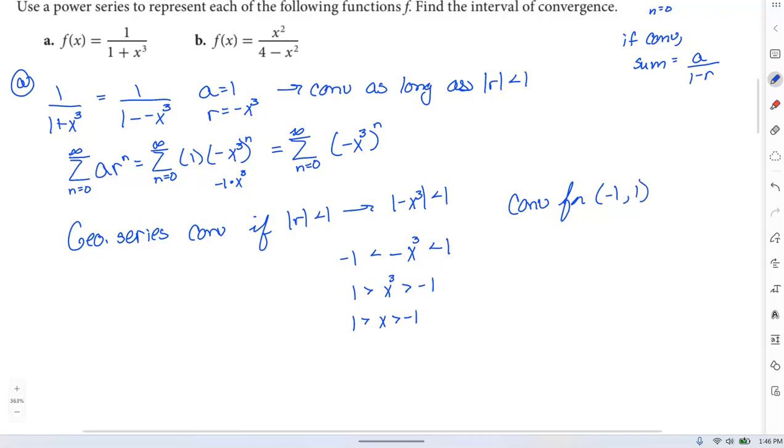And notice I'm using parentheses there. I cannot include the endpoints because I use the idea of the geometric series to determine convergence, and it only converges when the absolute value of r is less than 1, strictly less than 1. Now, if I wanted to, I could use the ratio test and I would get the same conclusion. It's just going to take a little bit more work because we would use the ratio test, we would find that interval, and then we would have to test each endpoint, and we would see that each endpoint would diverge.